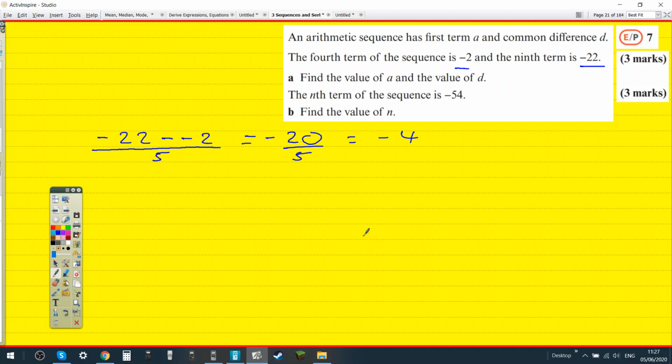And so would I then need to do like minus 4 times 3 plus minus 2 equals the first term? Okay, go on, say it again, sorry. So would I then do minus 2 minus minus 4 times 3? Well done.